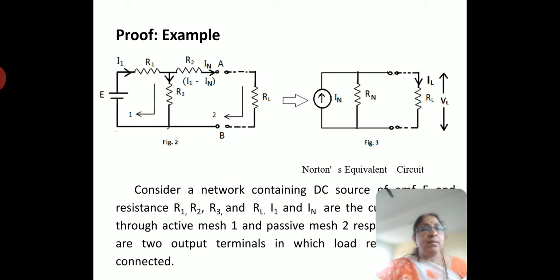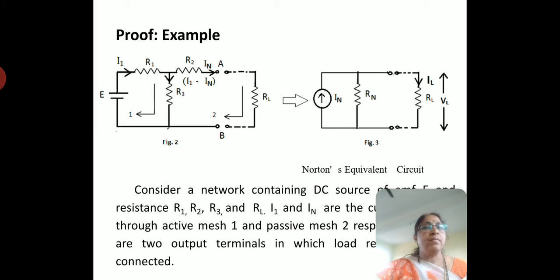Let us take one example to prove Norton's theorem. Here, this circuit consists of a DC source E and resistances R1, R2, R3 connected in T shape, and RL is the load resistance. Let us consider I1 is the current flowing in mesh 1 and IN is the current flowing in mesh 2. Across R3, I1 minus IN is the current flowing.